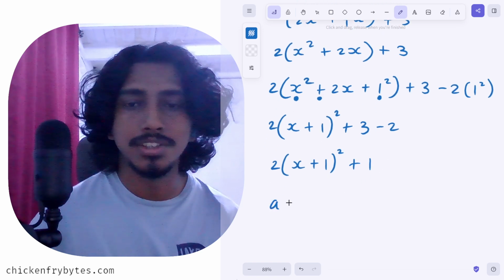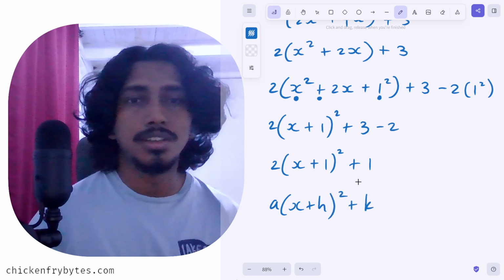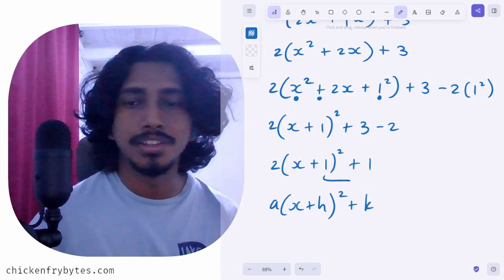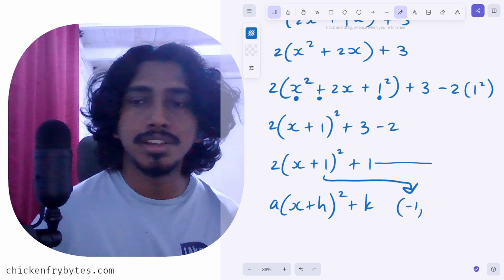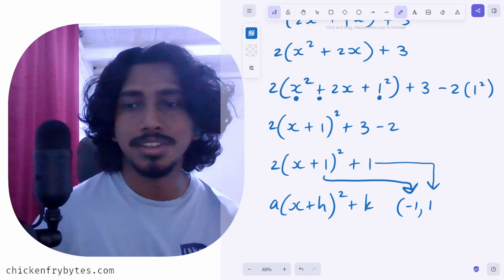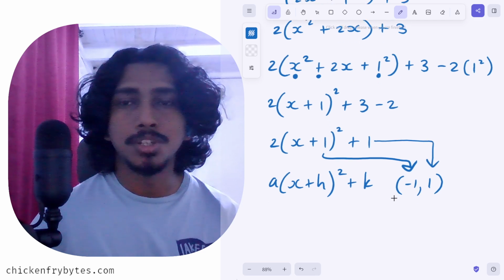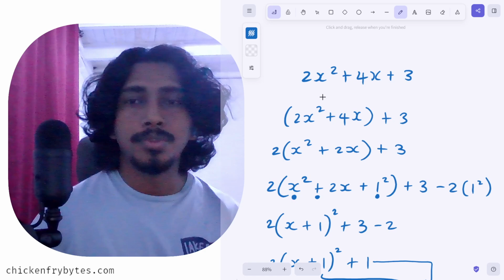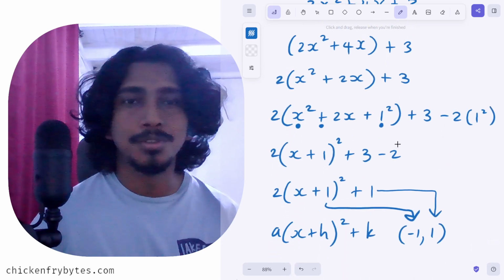So here, we can clearly see this is in the form a into x plus h all squared plus k. And we know technically if we take this 1, which is our h, and we negate it, and place it beside this 1, which is our k, well, we don't need to do anything to k. We have negative 1, 1, which is technically the coordinate of our turning point for this curve, 2x squared plus 4x plus 3. All right, a bit confusing at first when you do it, but once you go back through the steps and get a lot of practice, it becomes very easy.